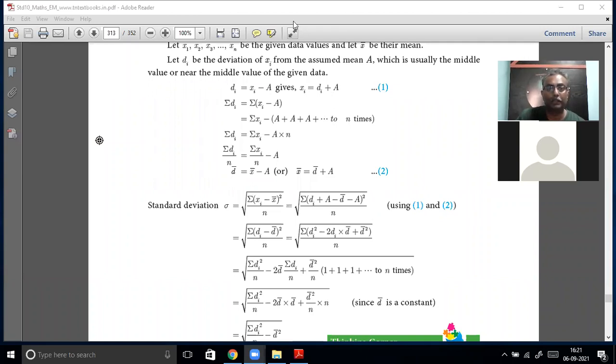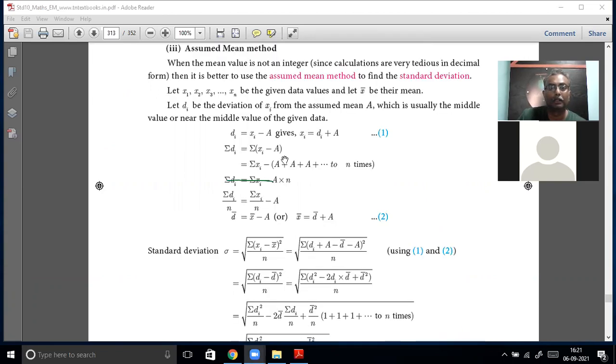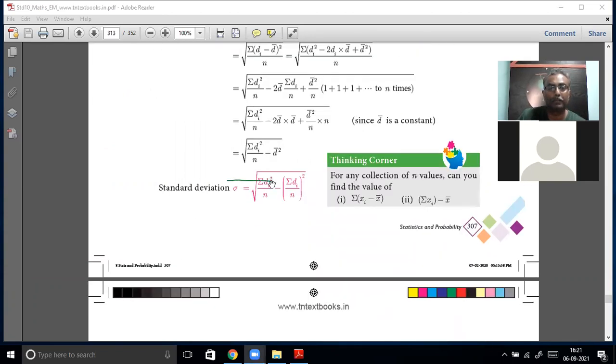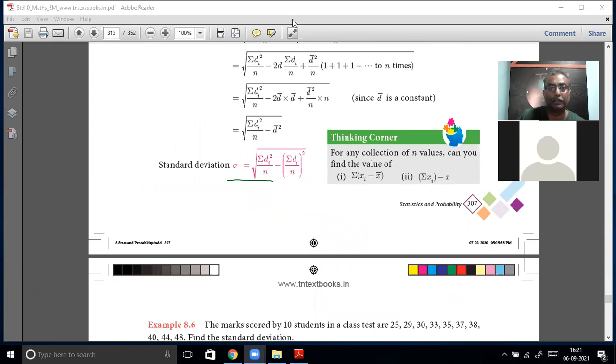So d is equal to x minus assumed mean. Assumed mean is a mean that you must guess. Okay, you must guess the mean. That's all there is to assumed mean. Then once you get the assumed mean, the formula that you are using is this one: the square root of sigma di squared by n minus sigma di by n, the whole square.